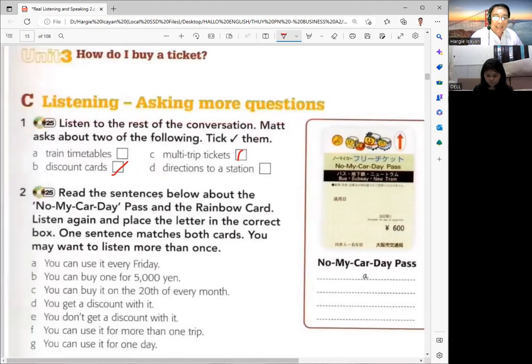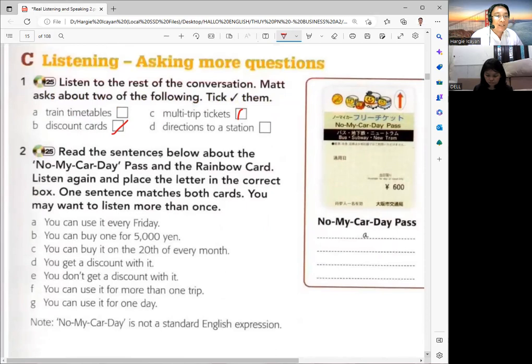Now, here's again a conversation. We have to listen again to the conversation of Matt and Komiko, regarding the explanation on how to use the two cards here, the No My Car Day Pass and the, what do we call that one? The rainbow card. So it's very important to understand their features and how to use them. So let's try to listen again.